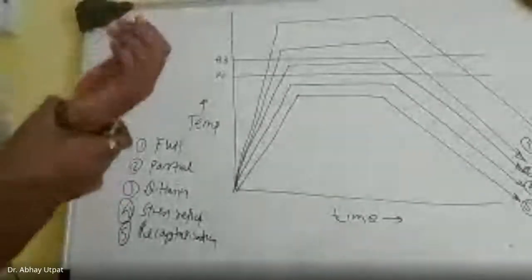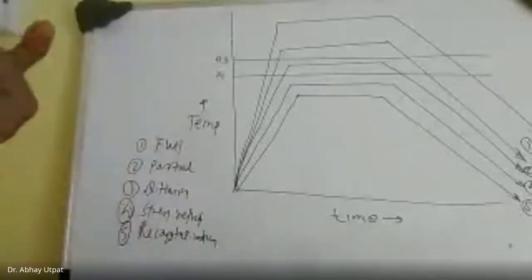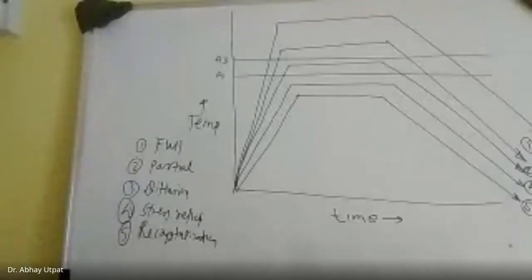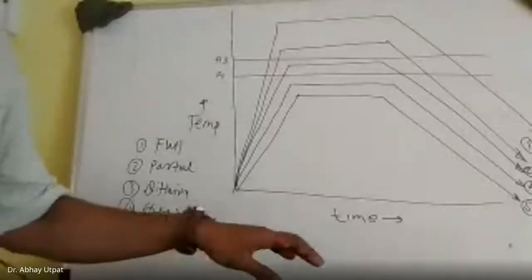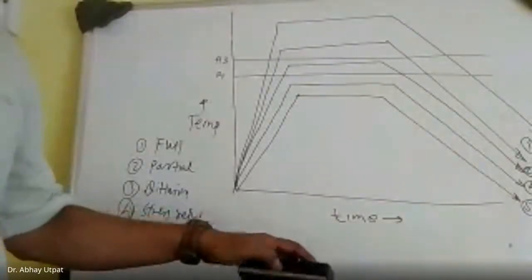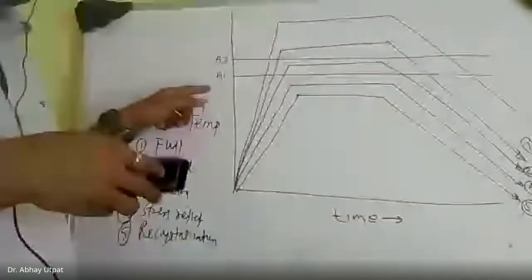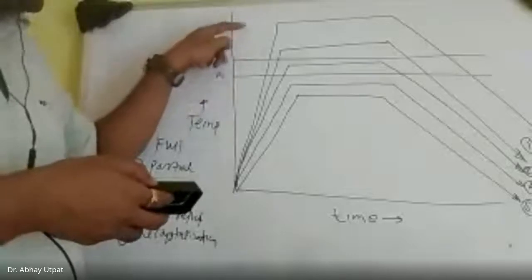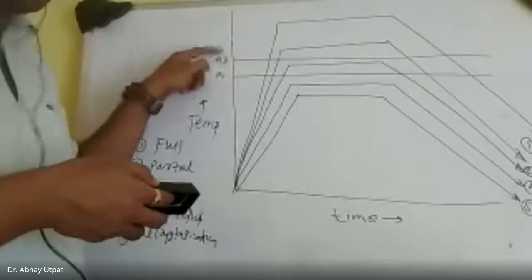Next will be the objectives of full annealing. Any doubt here? The figure is over. May I erase this? Yes, sir. Okay. Have you written clearly A3, A1? Don't forget to write this. This indicates whether you are above A3, between A1 and A3, or below A1. So you should not forget to write A1, A3.